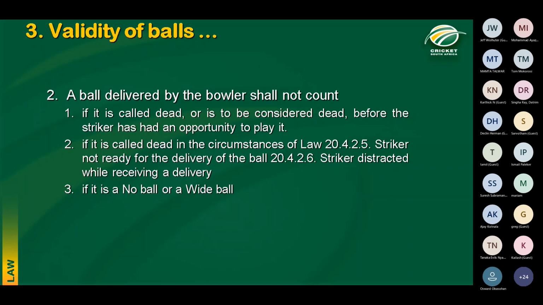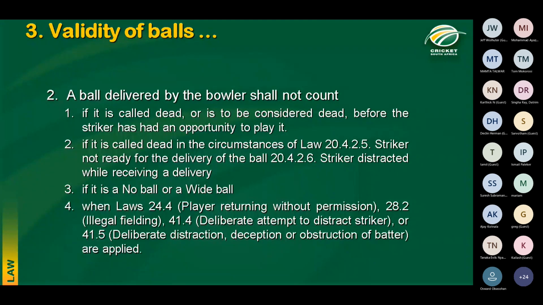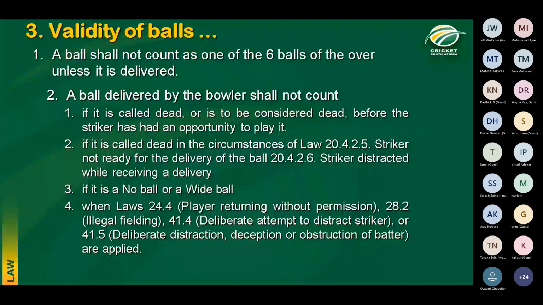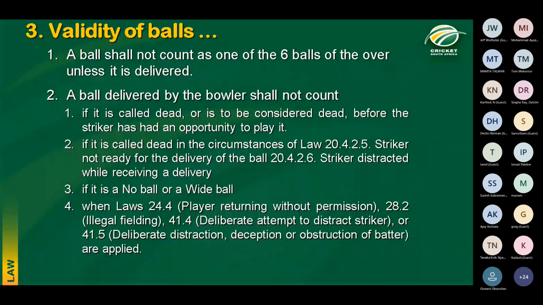It will also not be a valid ball of the over if it's a no ball or a wide. And it will also not be a valid ball for the over if there's a player returning without permission that touches the ball, and we will get to that law next week. And under law 41, when there's a deliberate attempt to distract the striker before the striker has received the ball, and also there's a deliberate distraction, deception, or obstruction of the batter after the striker has received the ball, in those cases, the ball shall also not count as one for the over. Otherwise, all other balls will be valid balls.